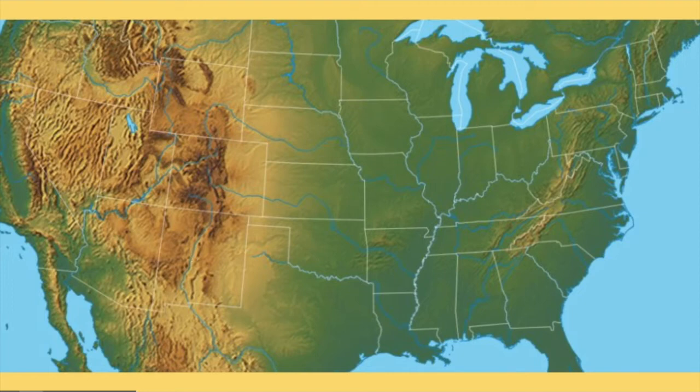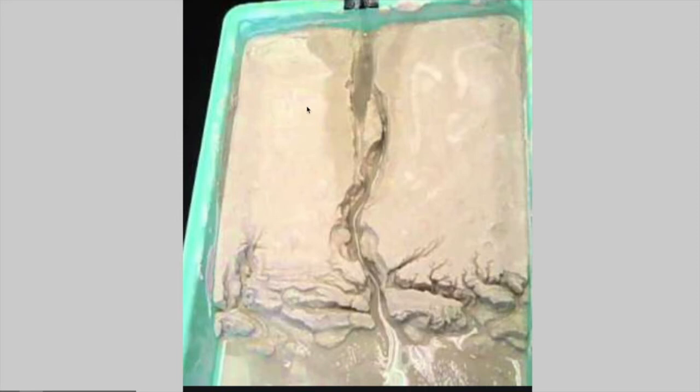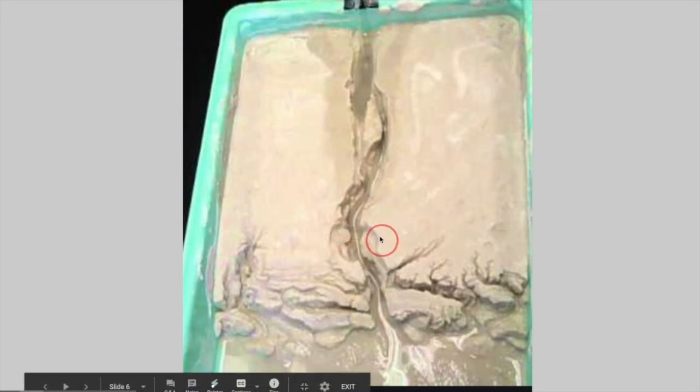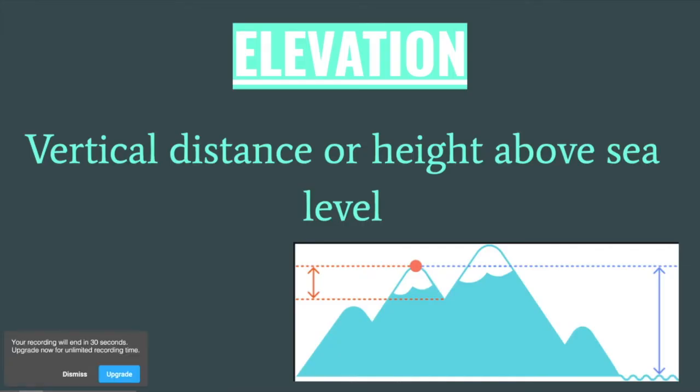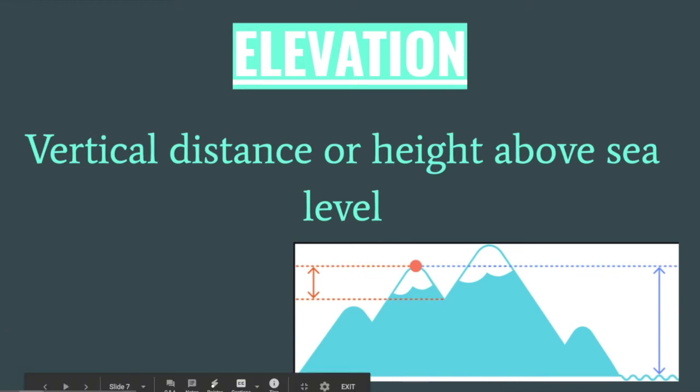Another example is when we did our stream tables and created different landforms. Like in this one, it created a canyon. But in our stream table, we really couldn't tell how deep our canyon is, and we really couldn't tell the height of it. When we talk about the vertical distance, for example, going up in a canyon or a mountain, we are talking about elevation.